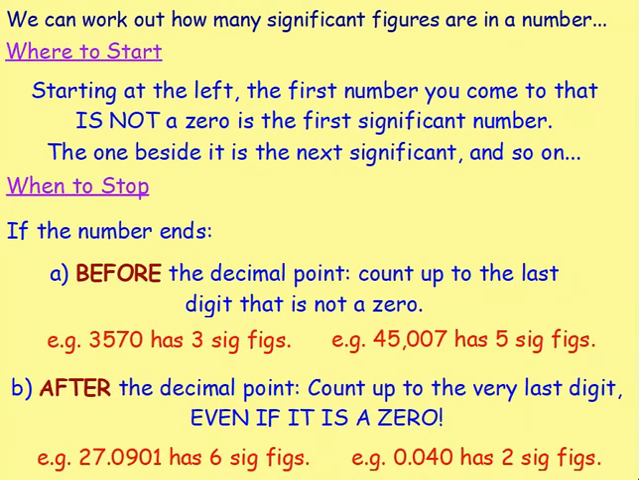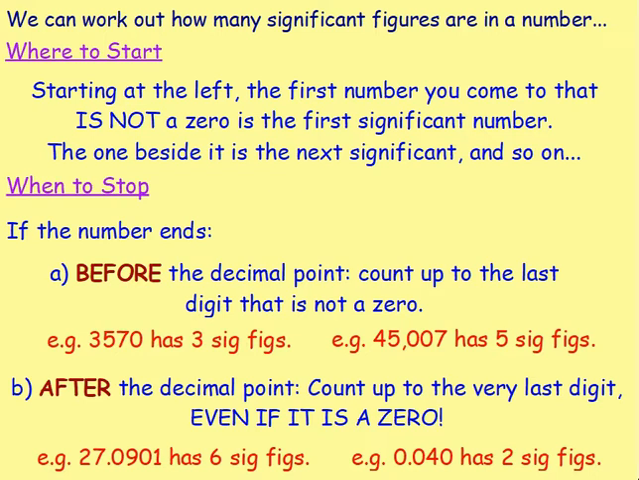So we can work out how many significant figures are in a number by looking at where to start and where to finish. We always start at the first digit that is not 0. Starting from the left, if you work your way along a number, the first digit that you come to that's not a 0 is the first significant figure. Beside that one, you've got the second, even if it's a 0. Beside that, you've got a third, even if it's a 0. And then you've got the fourth, fifth, and sixth, and so on. But you need to think about where to stop.